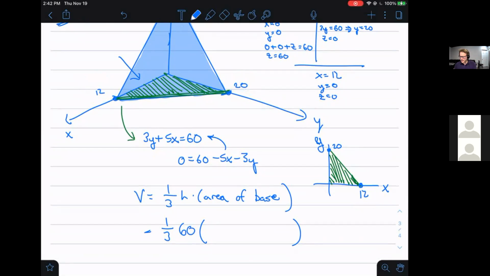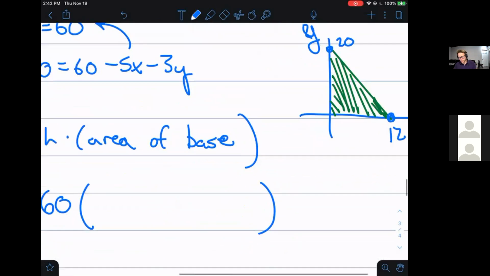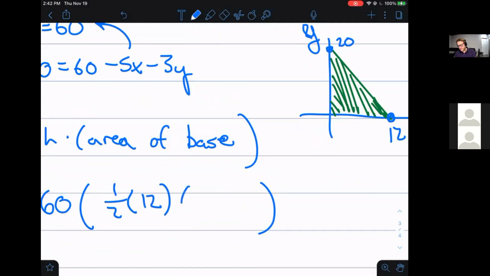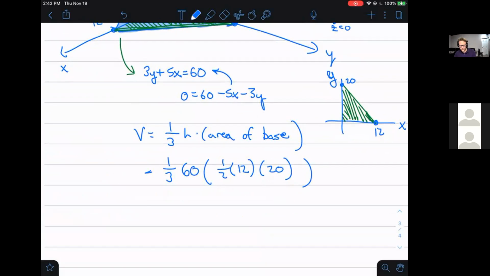And so the area of this triangle is going to be 1/2 the base of the triangle, 12, times the height of the triangle, 20. And so let's see, 6 times 20 times 20. So I don't know, 400 times 6, 2,400.